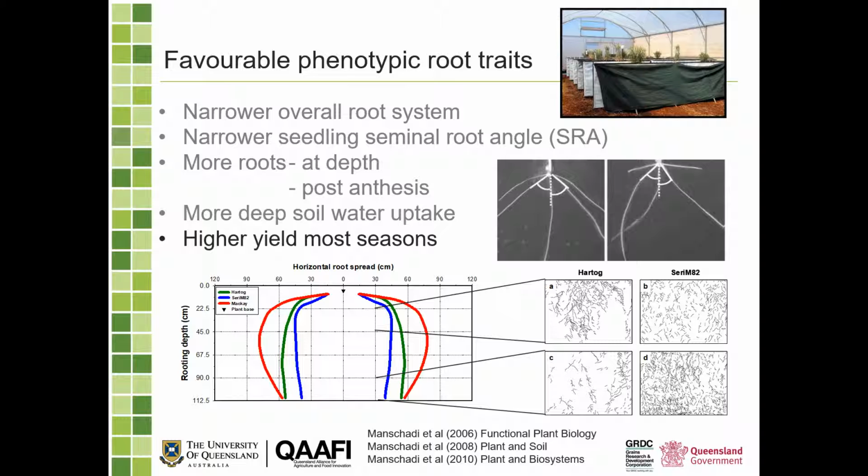But we do find that in wheat, and it's also been found in barley, that a narrow seminal root angle of the seedlings is correlated with a narrow lateral root distribution of the mature root system. So that's something that we've been able to use to rapidly phenotype large numbers of genotypes.